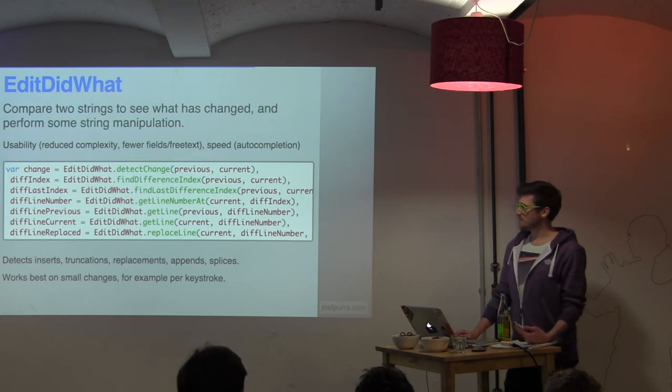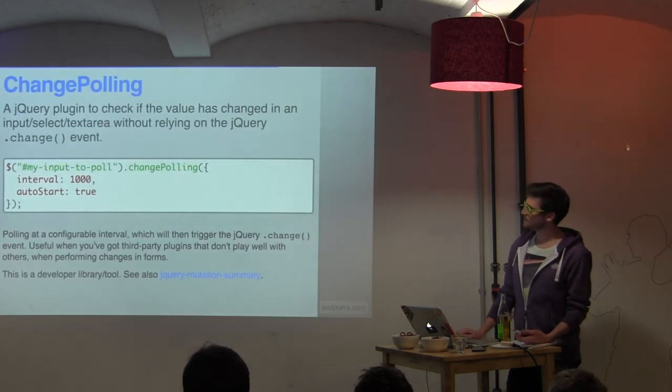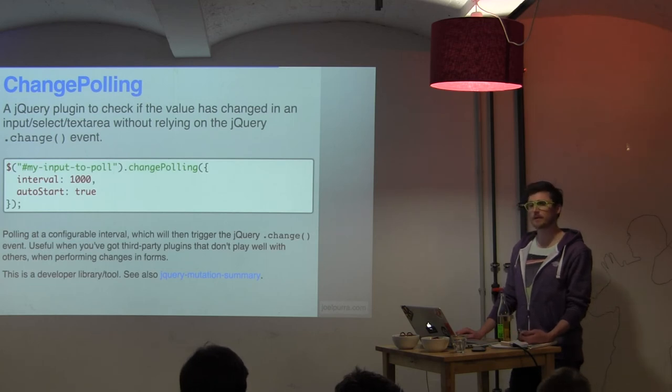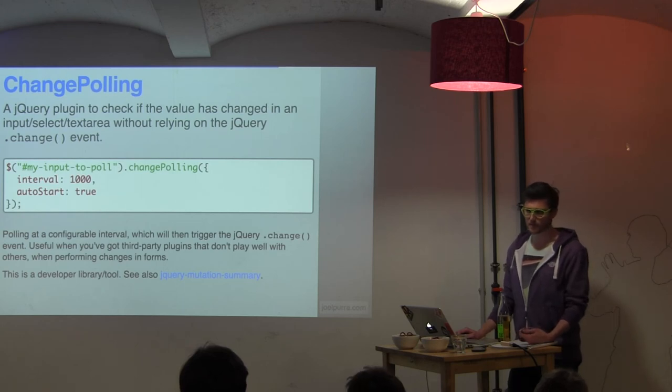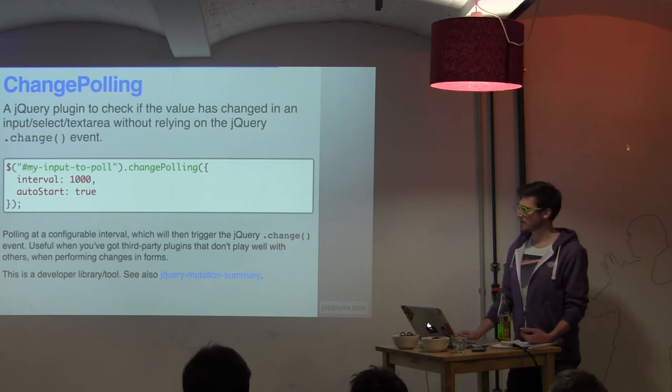This one is tricky to use, but whatever, you can. It's also where the presentation kind of breaks sometimes. This is for when other people don't write your code properly. This is a developer tool. If you happen to have a jQuery plugin that doesn't handle change events properly, you can use change poly instead. Just a simple plugin for this.